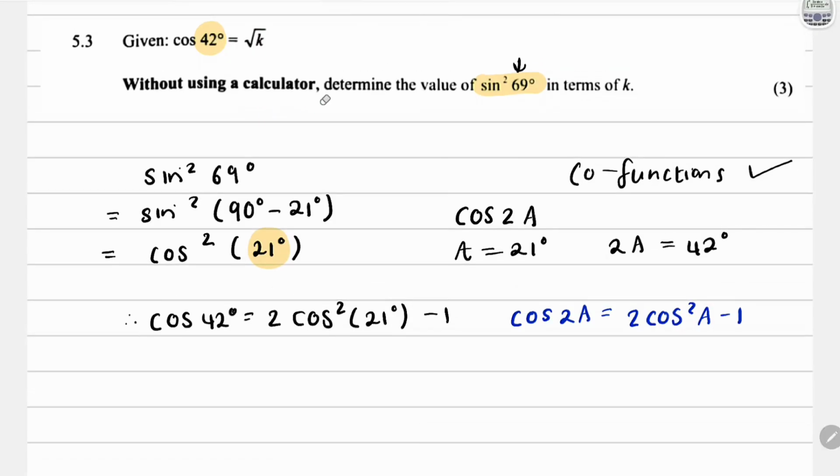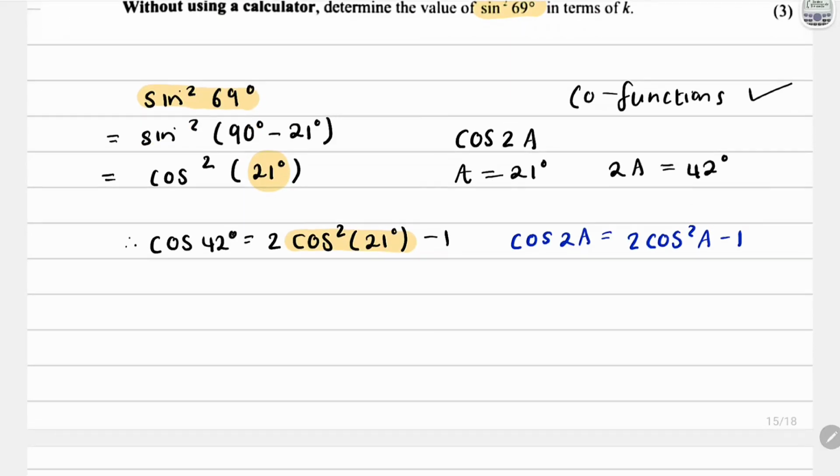Now, remember what we're trying to solve for. We're trying to express the value of this in terms of k. You already know that sine squared 69 degrees is equal to cos squared 21. So you just have to make cos squared 21 the subject, and by doing that, you would have found sine squared 69, since it was equal to that. So let's go ahead and make that the subject.